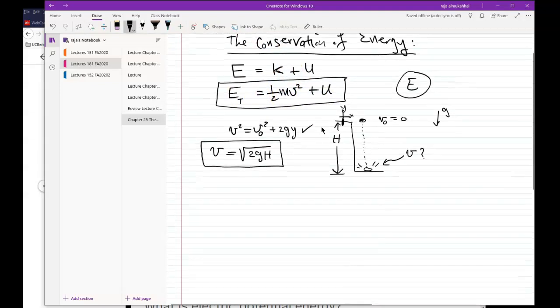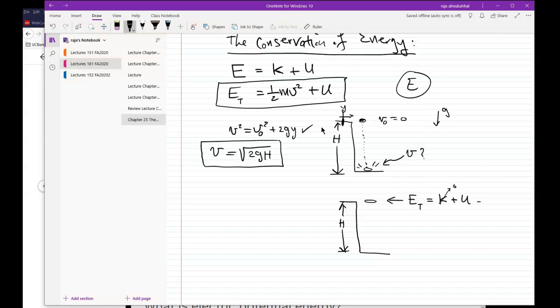Well, let me make the drawing again. So here is the height. Here is the stone, right? And I ask the question, what is the total energy of the object here? Well, it is K plus U, right? But because I'm holding it between my fingers, the kinetic energy is 0. So in this case, the total energy basically is U, which is mgh, right?